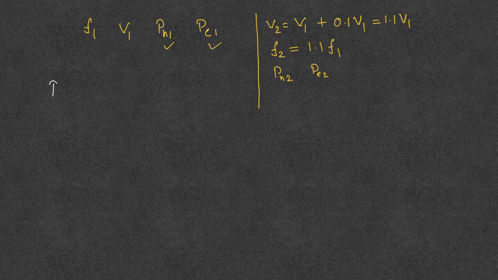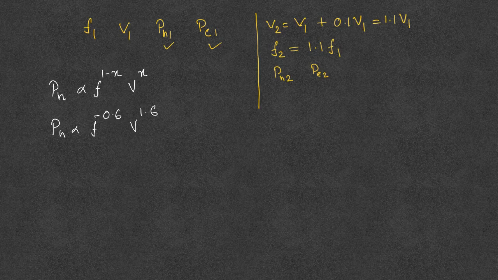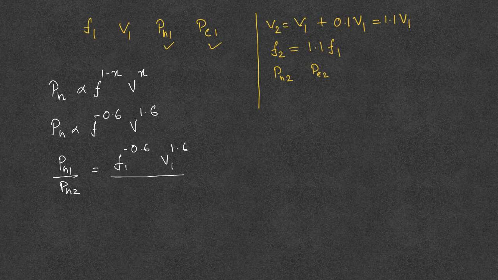So what did we discuss? The hysteresis loss is proportional to the frequency to the power 1 minus x and the voltage to the power x. What is x? It is the Steinmetz constant, which is usually 1.6. So PH is proportional to F to the power minus 0.6 into B to the power 1.6. So PH1 by PH2 you can write as F1 to the power minus 0.6 into V1 to the power 1.6, divided by F2 to the power minus 0.6 into V2 to the power 1.6.